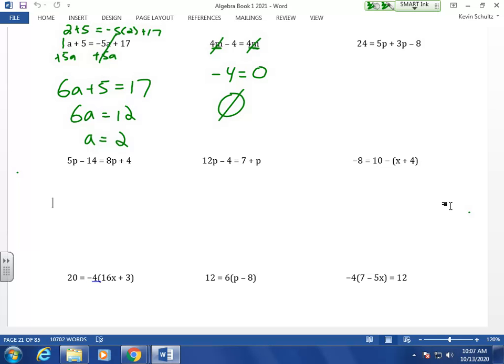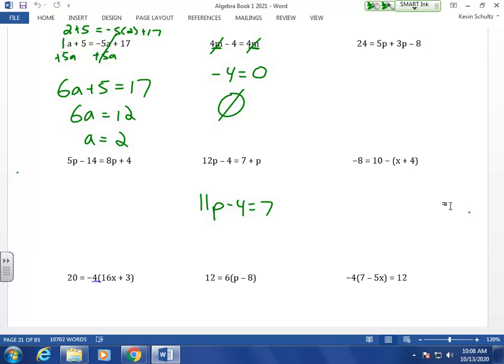12p minus 4 equals 7 plus p. Which side has more p's on it, and how many more? 12 on the left, 1 on the right. Will? Yes, there are 11 more p's on the left side. Remember, this coefficient tells us how many of the variable we have. 12 compared to 1, there are 11 more. So 12 to 1 is really the same as 11 to 0.